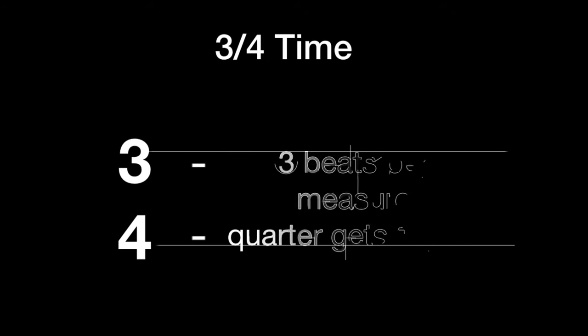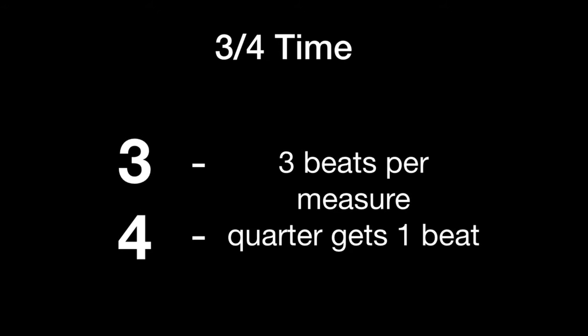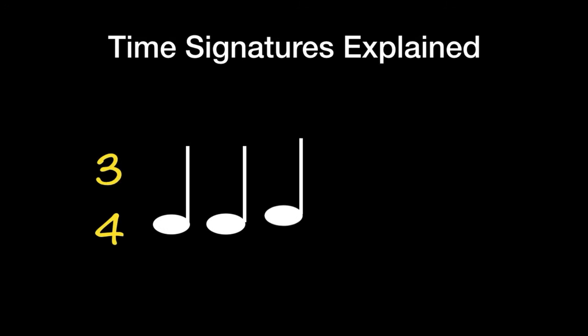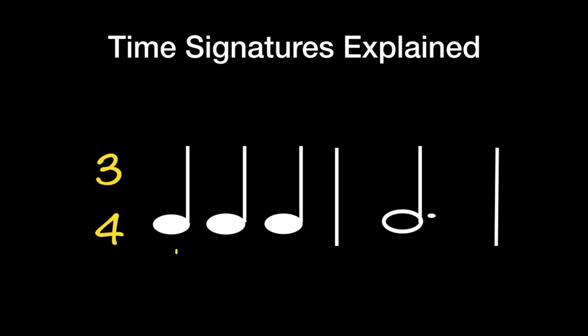Let's move on to 3-4 time. When we have 3-4 time, the 3 on top tells us that we have 3 beats every measure. So after every bar line, we're starting off from 1 and then counting 1, 2, 3 when we're writing out the counts. And then the 4 on the bottom again tells us that the quarter note gets 1 beat. Let's do a little rhythm in 3-4 time. We have 3 quarter notes in the first measure and a dotted half note, which also gets 3 beats, in the second measure. And if we count this out, we're going to count 1, 2, 3, ready, set, go.